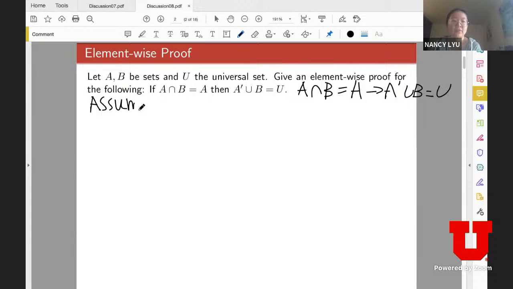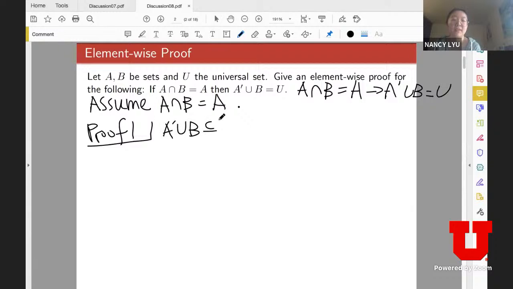Okay, so we first assume A intersect B is A. We're trying to prove this equality, so the strategy we're going to use for proving set equality is to show that they're subsets of each other. So we can separate this into proof 1, where I want to show the complement of A union B is a subset of the universal set. And the second one is to show that the universal set is a subset of the complement of A union B.